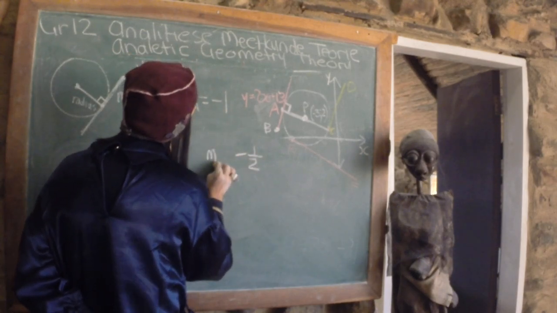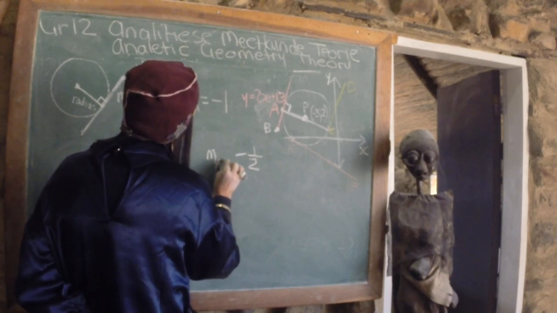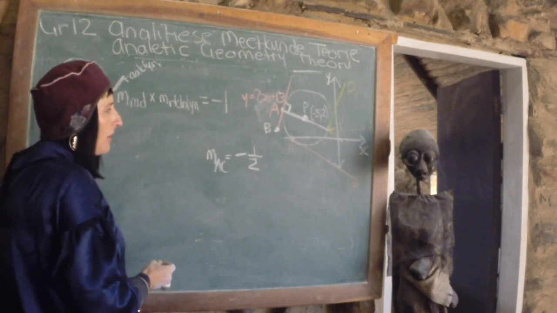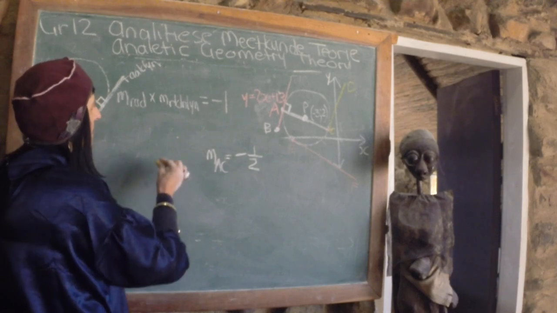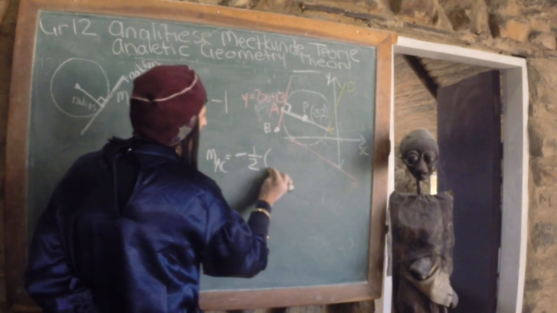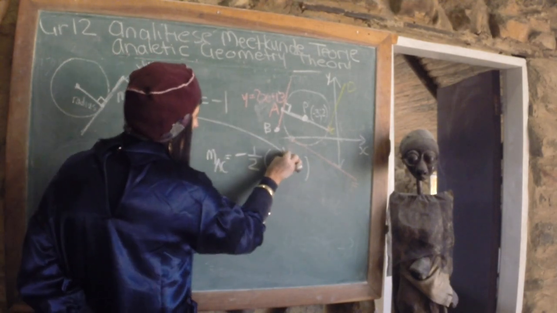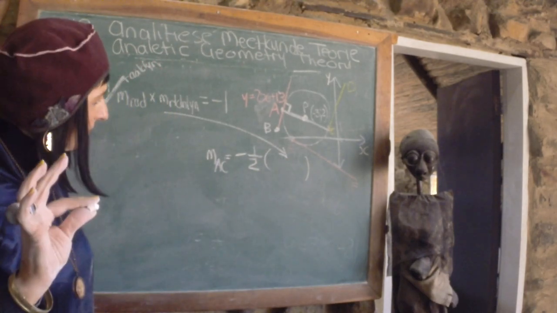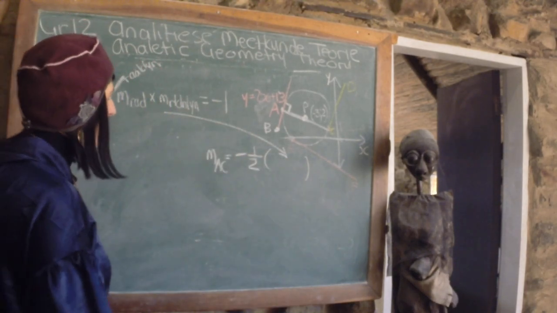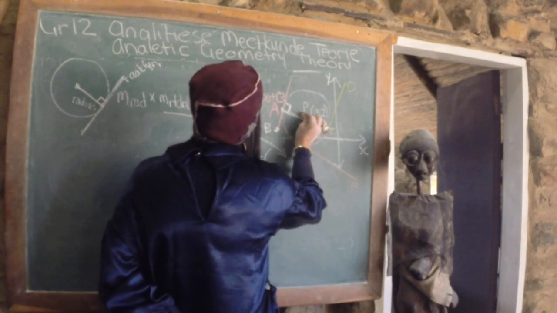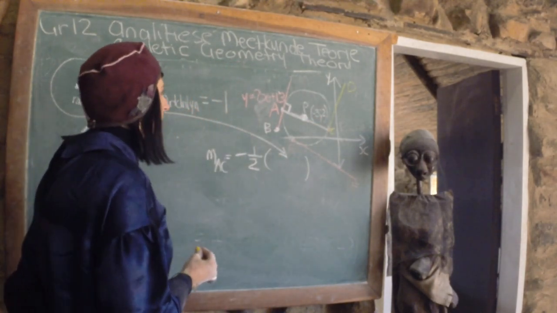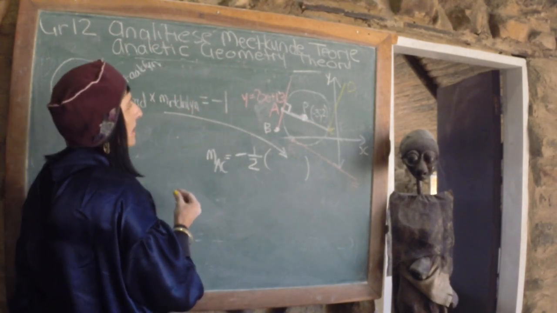So the gradient of AC equals minus a half. Is nie nodig dat jy berekening moet wys nie. En dan kan jy net hierdie as 'n rede in jou hakkie gaan skryf. Totally enough. Okay. Nou het ek die middelpunt wat 'n punt op die lyn is wat se vergelyking ek moet bepaal.